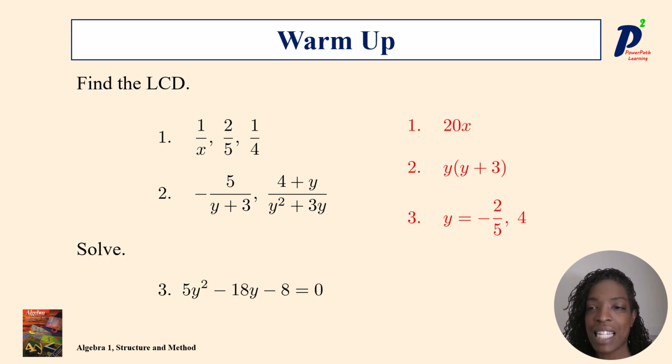Now remember that the LCD is the least common multiple of each denominator, and to solve quadratic equations, we factor and then use the zero product property. If you need to go back and review, check the video for Chapter 6, Section 4 on least common denominators, because you're going to need that knowledge for this video. Let's get started with the lesson.